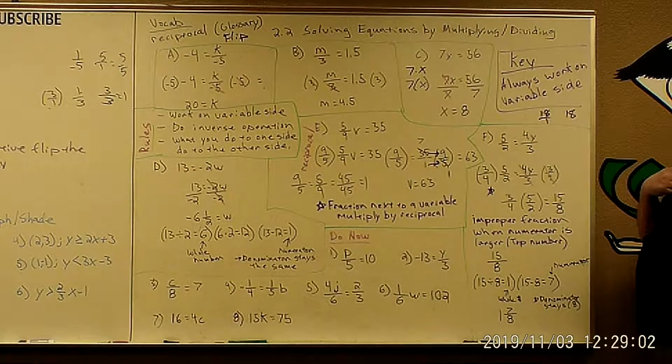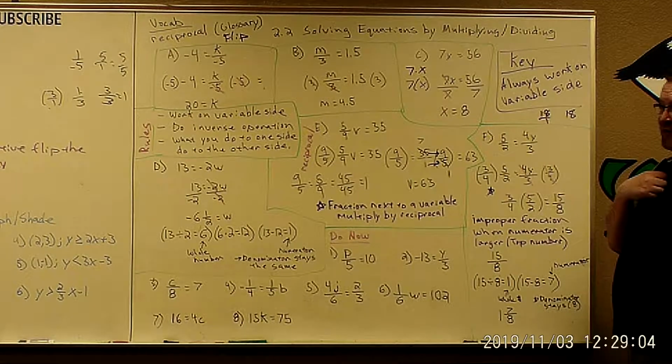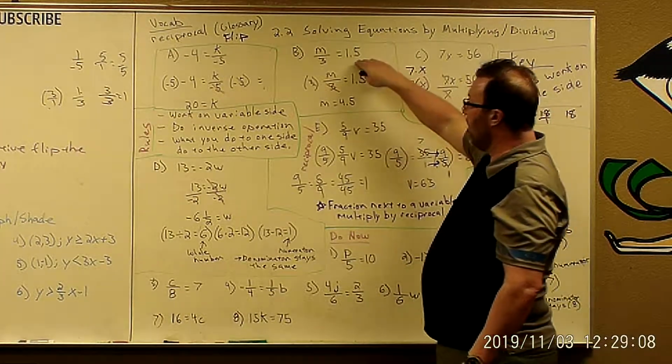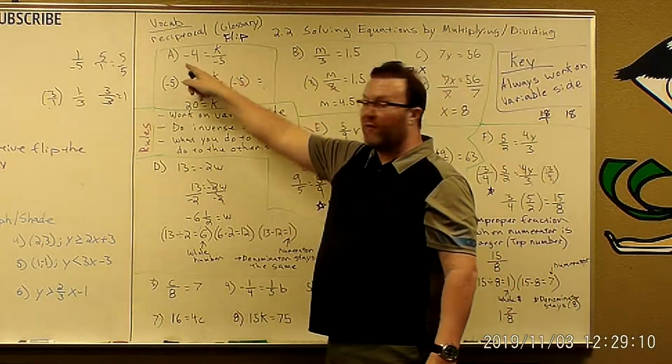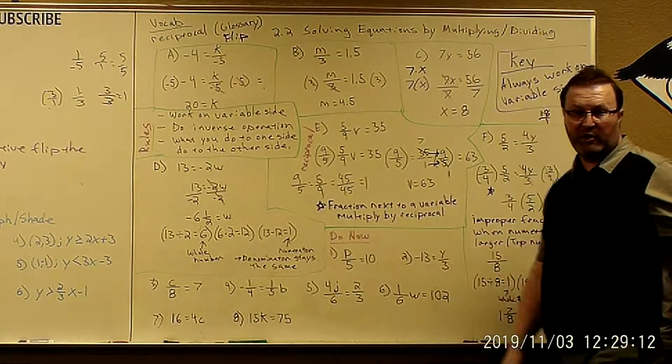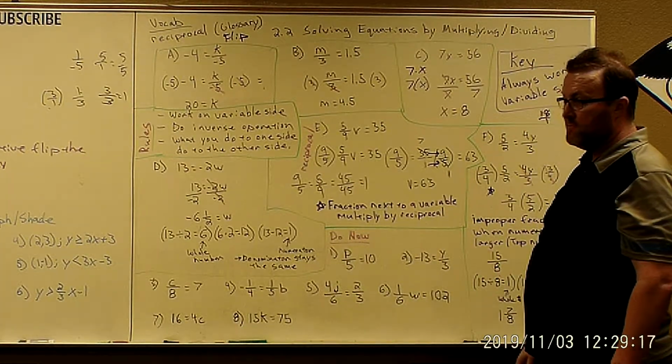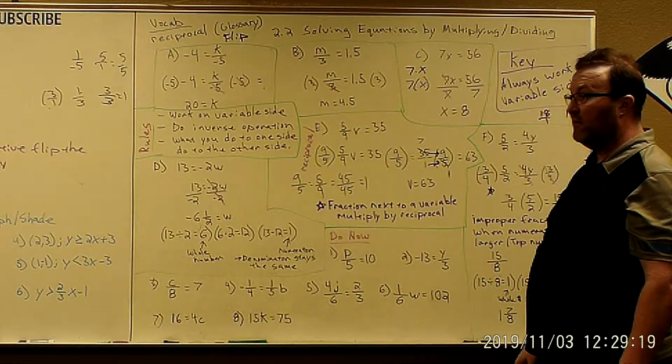Okay? Always work on the variable side first. It's the number 1 mistake I see. I see trying to solve for the 1.5, solve for the 4. You can't do that. You want to solve on the variable side first. Okay? What side is the variable? The side that has a letter on it.